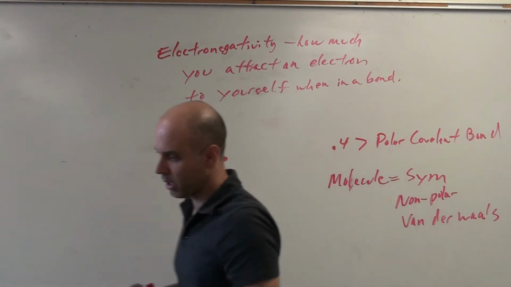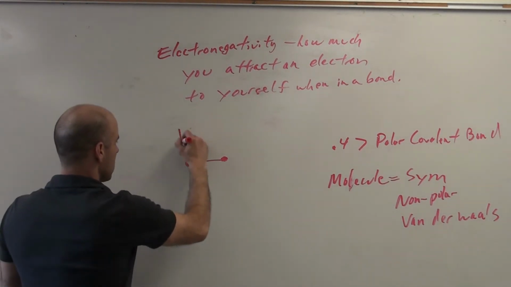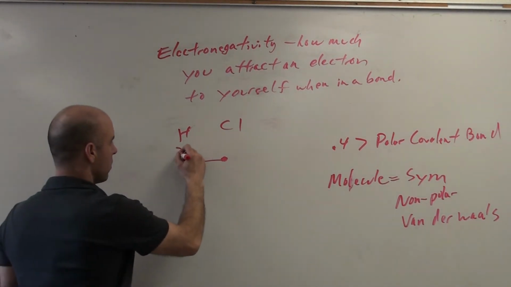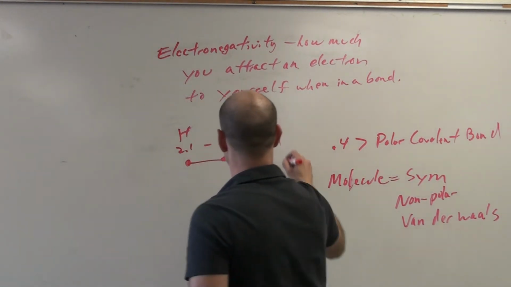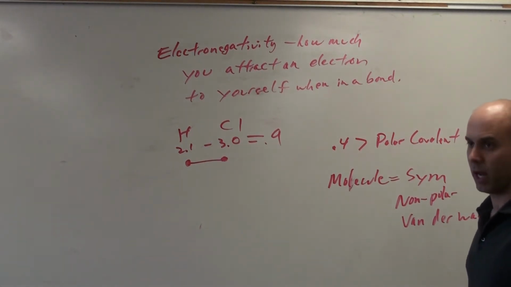Like for example, HCl. So H is here, Cl is here. 2.1, 3.0. You do the subtraction. It's 0.9, so it's a polar covalent bond.